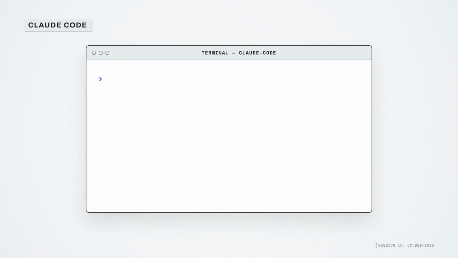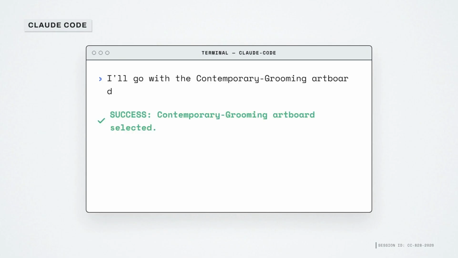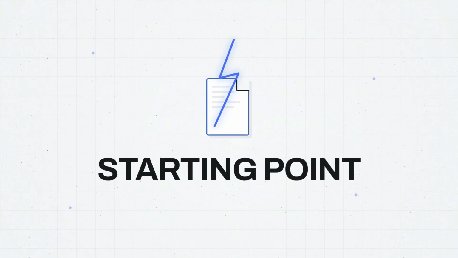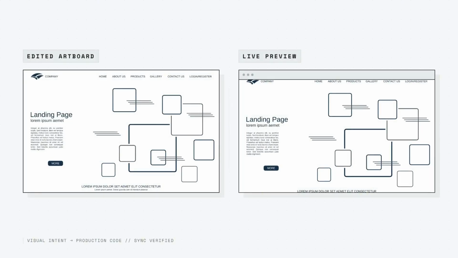Once you have a direction you like, save it. Remember the name of the artboard you selected. Then go back to Claude Code and tell Claude which design you want to use. And this is the powerful part. Claude Code can now use that selected design as the starting point. So instead of saying, Claude, make the header a little bigger, you're saying, build this. Always compare the final result with the design you selected to ensure quality.